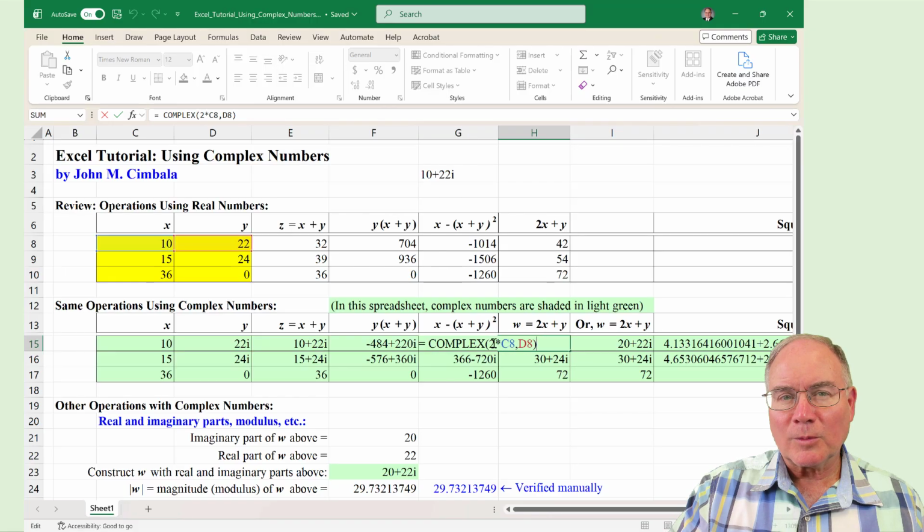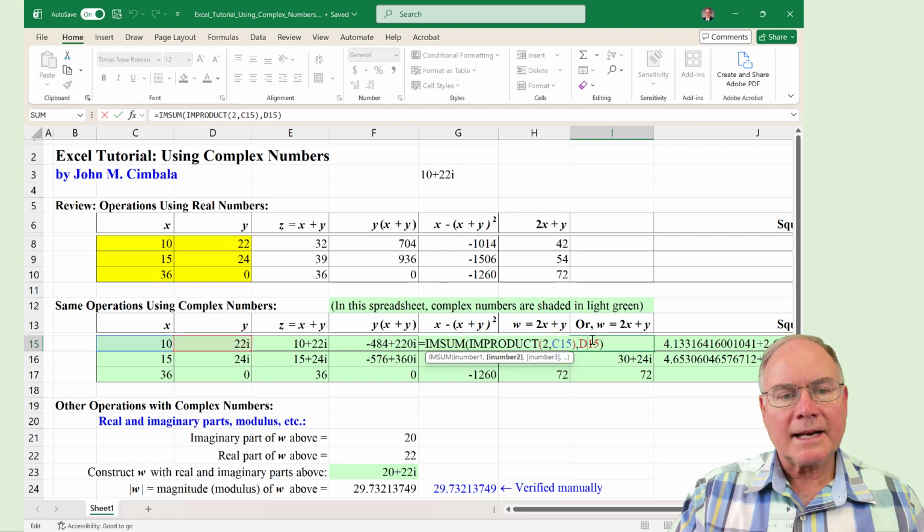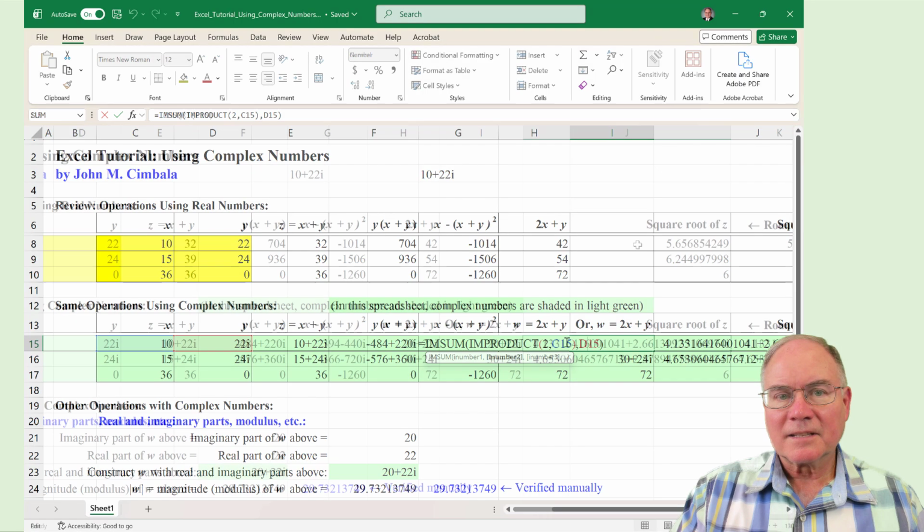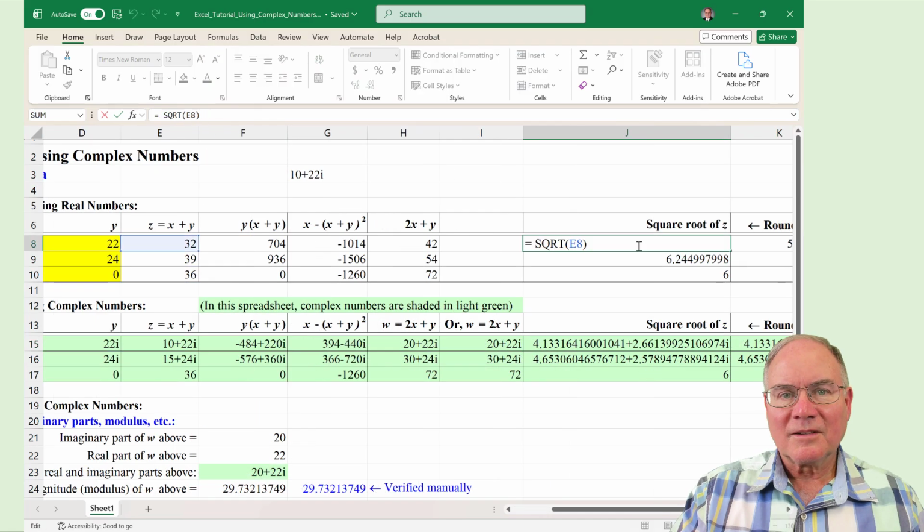You can also use normal addition and multiplication for these real values that are the arguments of complex. Here we create w equal 2x plus y. And I did it a different way here, using imsum and improduct, and those are nested. What about square roots? For real numbers, it's just square root with that one argument. Here, the square root of z.